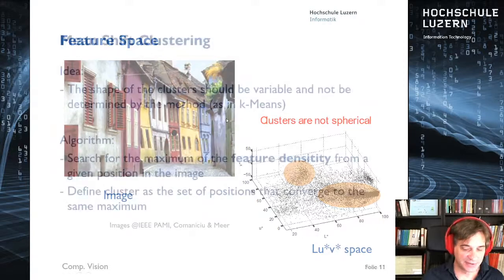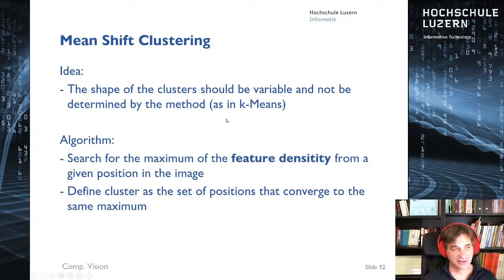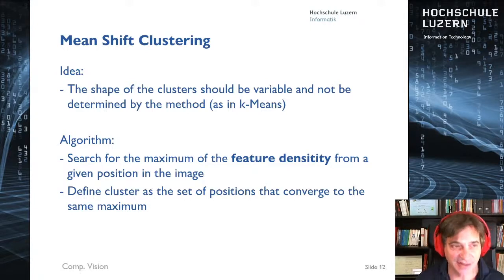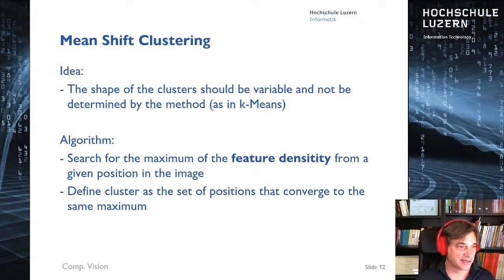So for that problem, there is another clustering approach called mean shift clustering, and over k-means, it has maybe two advantages. First, the k does not need to be given, so it finds clusters itself, however many there are, and the shape of those clusters in the feature space is also not given, so it does not need to be spherical.